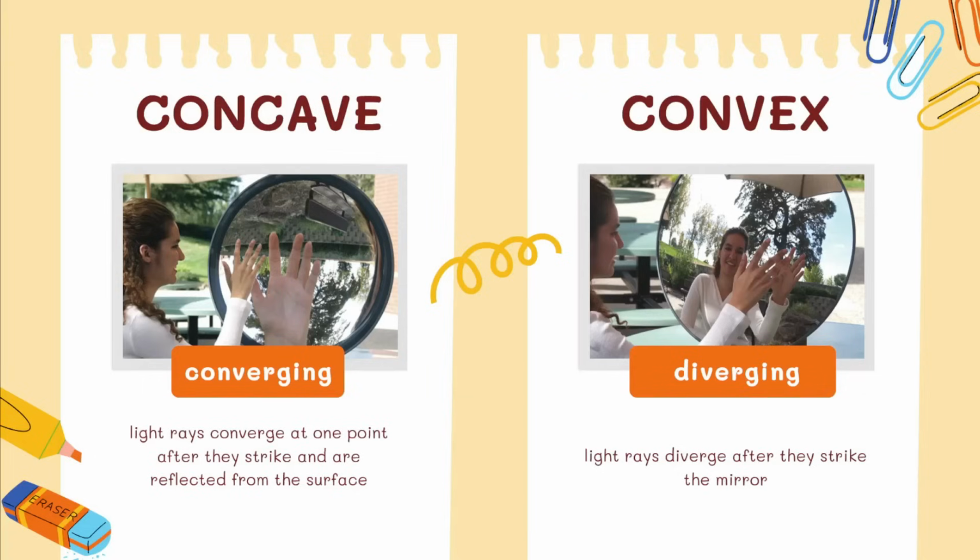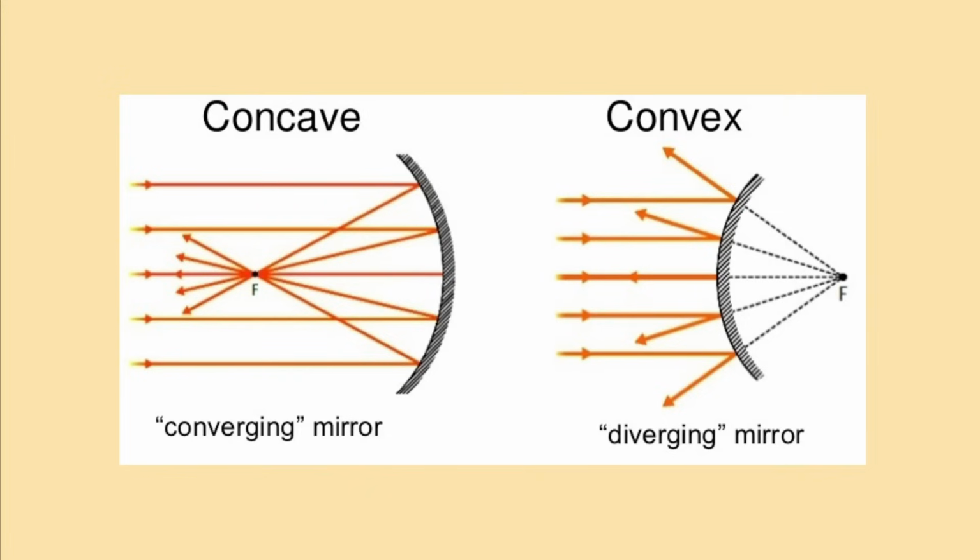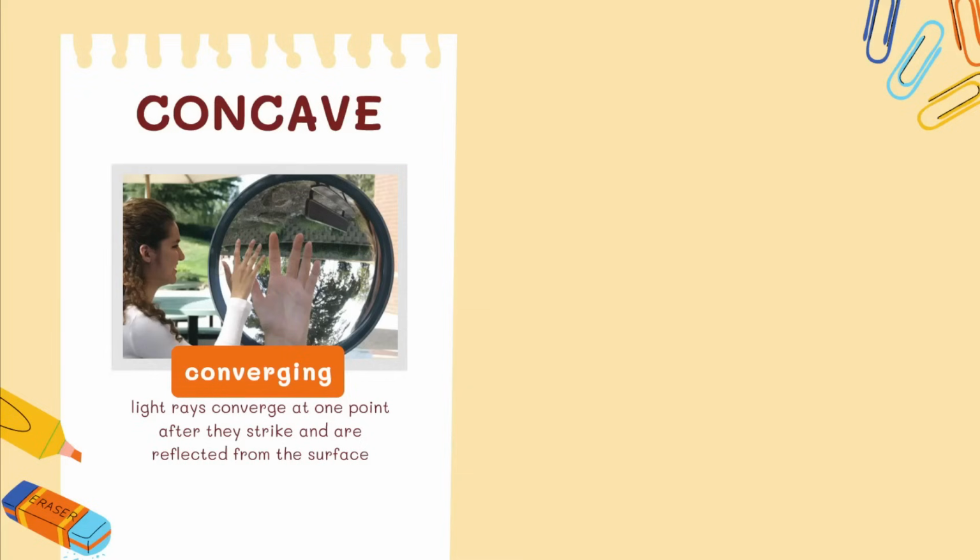Let's discuss concave or converging mirrors in detail. Ayan, ito po ibig sabihin natin kanina sa converging and diverging. Sabi nga natin, converging, they meet at one point. Whereas, when I say diverging, naghihiwalay po yung mga light rays. So again, let's discuss concave mirrors in detail.